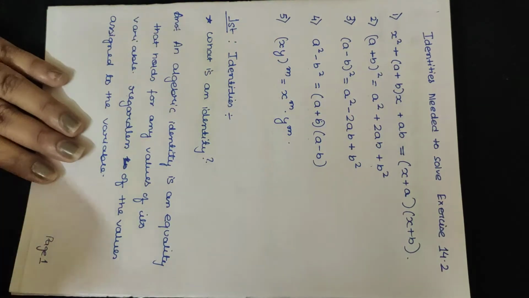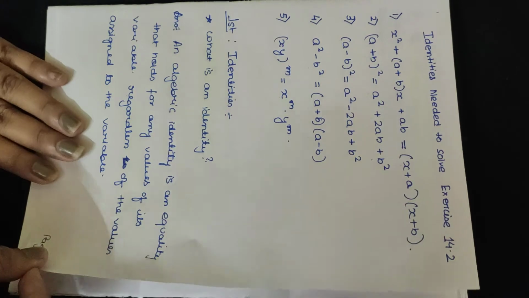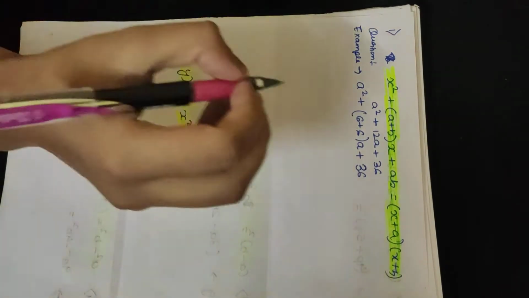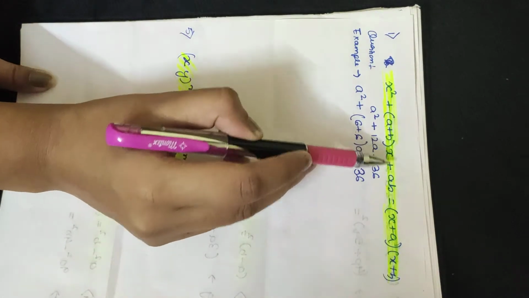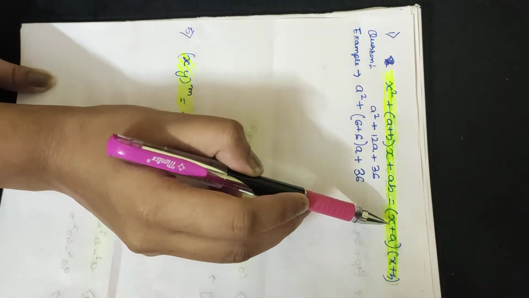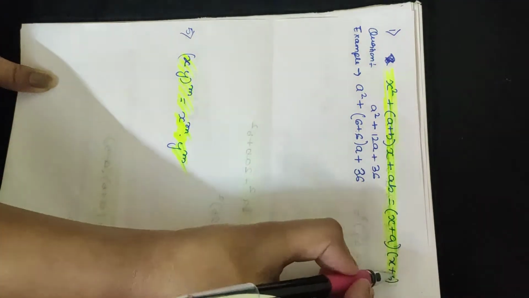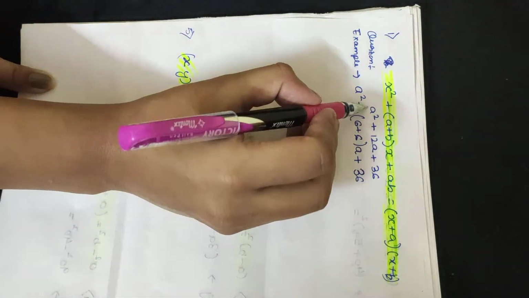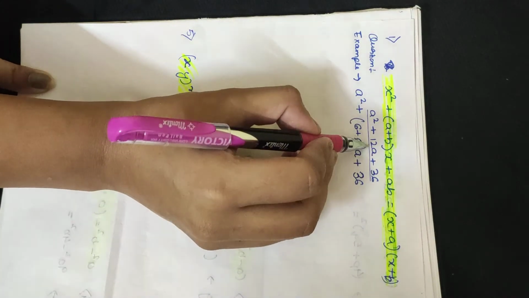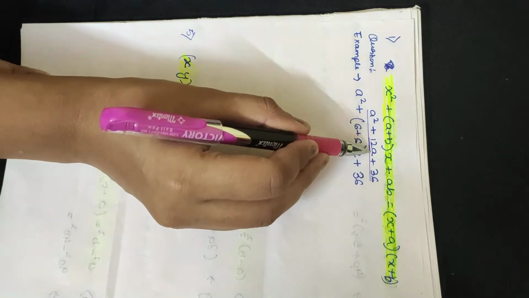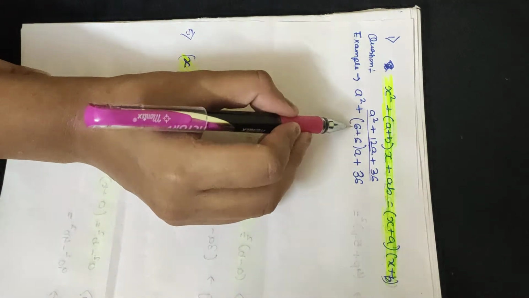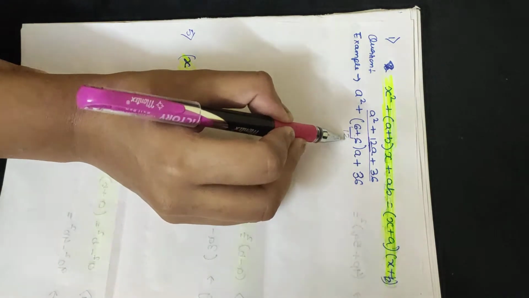Now we'll see some basic examples on these identities before going to the exercise. So for the first identity, which is x square plus (a plus b) into x plus ab, it gives us the result (x plus a) and (x plus b). So suppose this is the question: a square plus 12a plus 36. So how can we break 12a? We can break 12a as 6 plus 6.